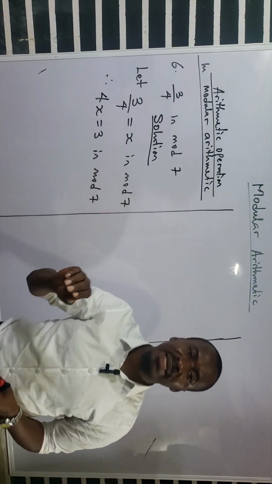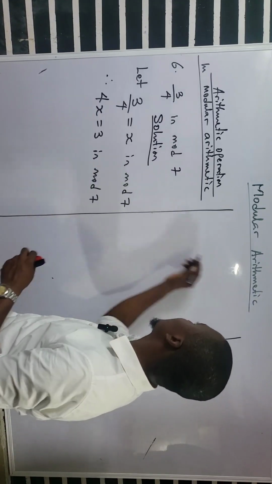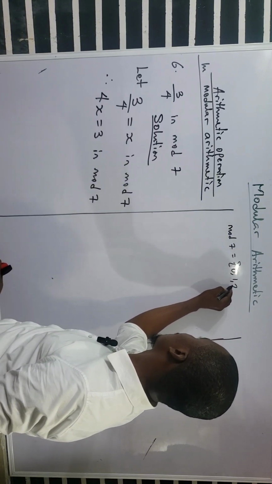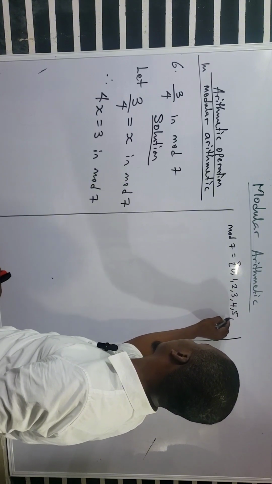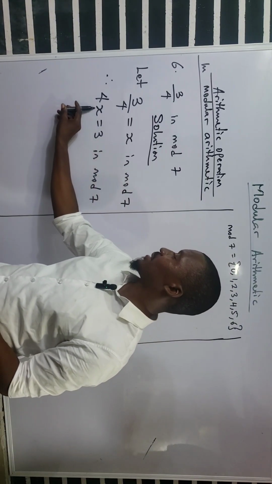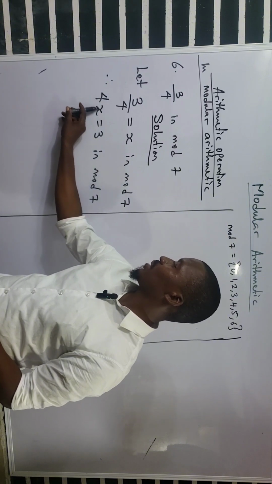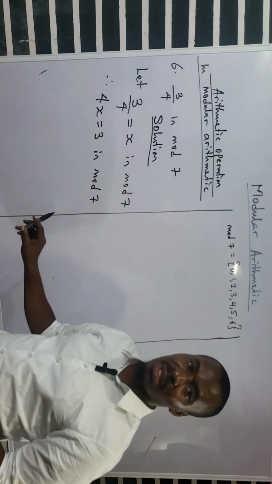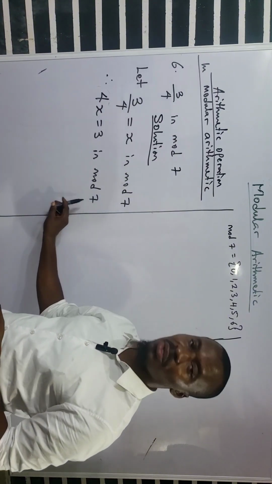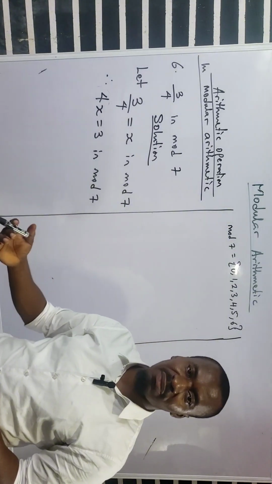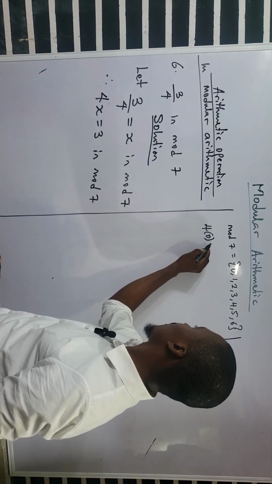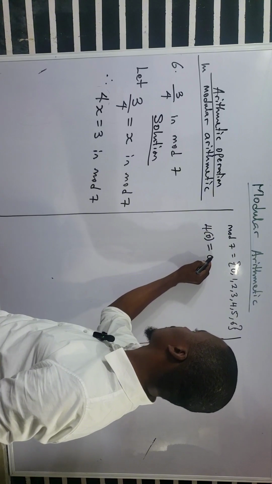First of all, what are the integers in modulo 7? The integers in modulo 7: 0, 1, 2, 3, 4, 5, 6. Now, all these numbers, we are going to try as x to see the one that 4 times will give us 3 in modulo 7. Remember, when your 4x is higher than 7, you have to reduce it to modulo 7. Now, let's start. 4 into 0, what would that give us? It will give us 0.